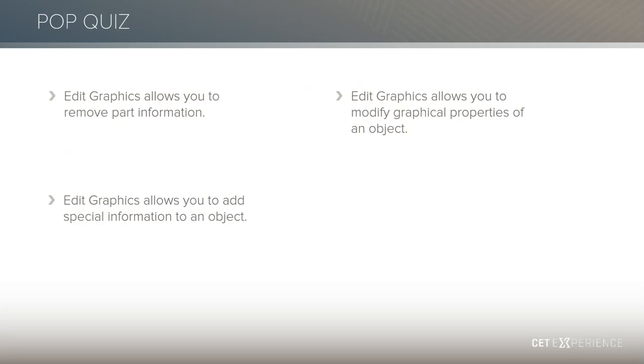A little pop quiz. Edit graphics allows you to remove part information. True or false? That is true. Edit graphics allows you to add special information to an object. That is false. Edit graphics allows you to modify graphically properties of an object. That is true.